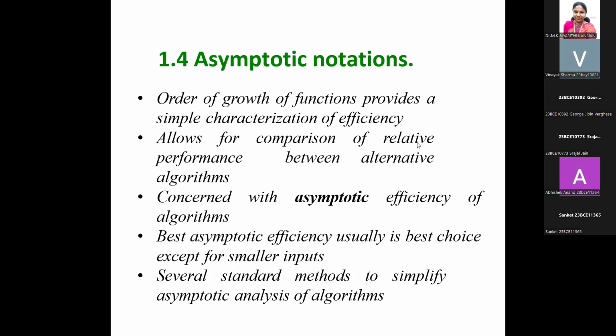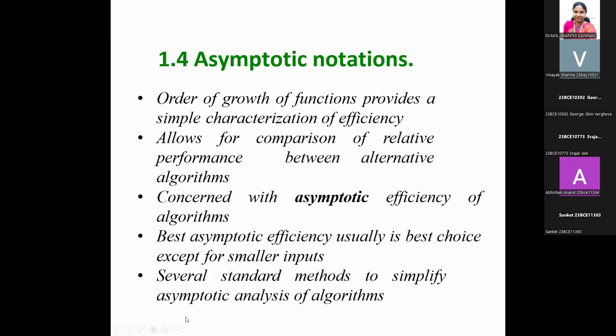We are concerned with the asymptotic efficiency of the algorithm; the best asymptotic efficiency is usually the best choice for larger inputs. If you are giving very few inputs, say 10 or 15 numbers, any algorithm will produce the output at very high speed. But when the input size increases, say you are sorting 500 or 1000 numbers, the efficiency of the algorithm will decrease.